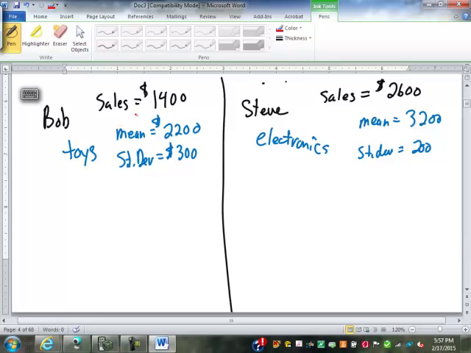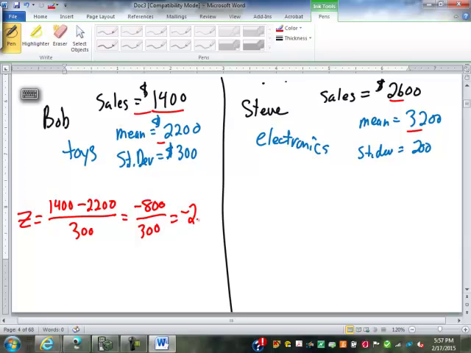Now you might be looking at this and saying, hey, Bob was $800 below the mean, he's got to go. Steve was only $600 below. But that standard deviation comes into play. Let's look at the z-score. You guys tell me how to find the z-score here. 1,400 is the value minus the mean of 2,200 divided by 300. So 1,400 minus 2,200 is a negative 800. We divide that by 300, we get a negative 2.67. So negative 2 2/3 standard deviations. In other words, 2 2/3 standard deviations below the mean.